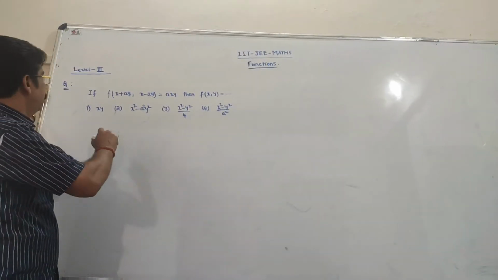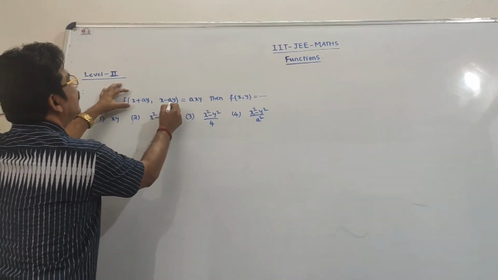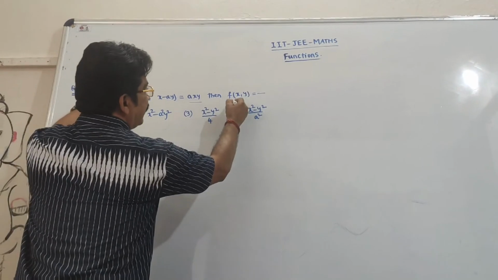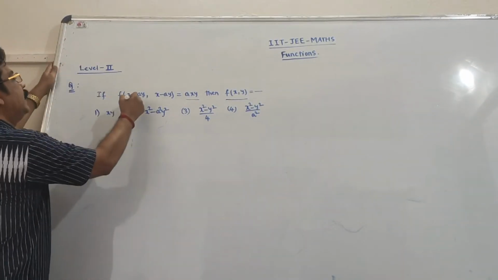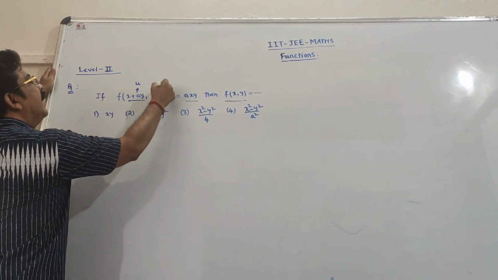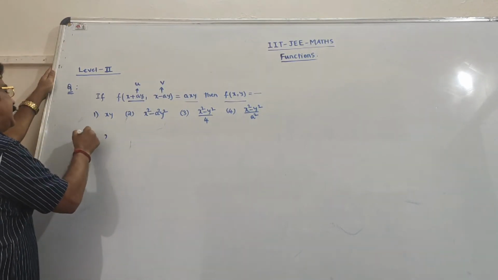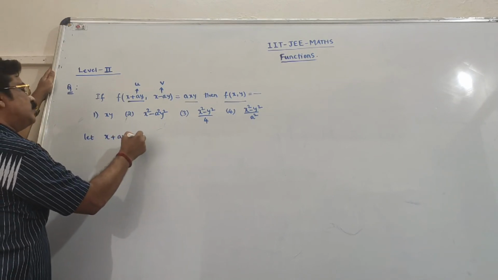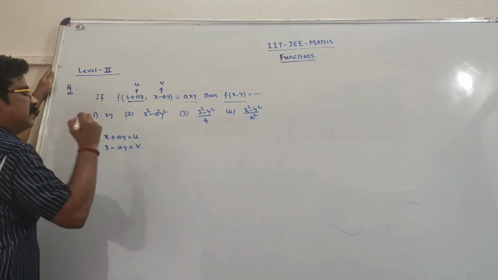Next question. If f of (x plus ay, x minus ay) is equal to so and so, a into xy, then what is f of (x, y)? Here let x plus ay equal to u and x minus ay equal to v.